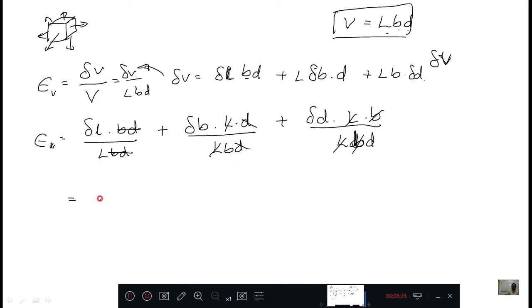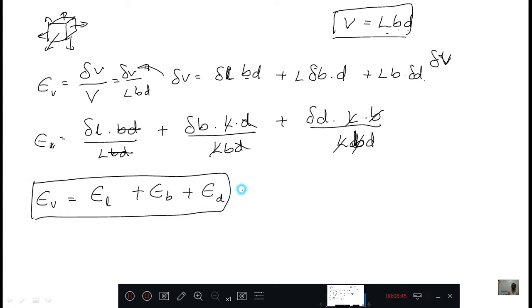Delta L by L is called the strain in L direction, plus delta B by B, strain in B direction, plus delta D by D, the strain in D direction. Therefore, the total volumetric strain can be written this way. This is a very important equation.